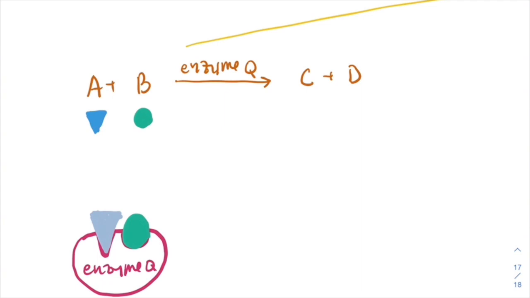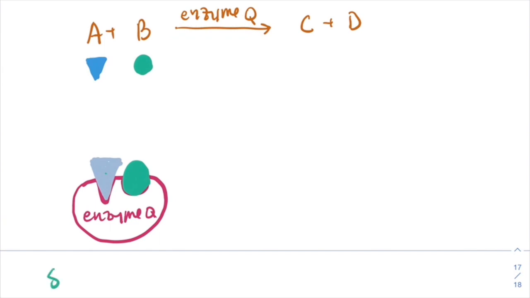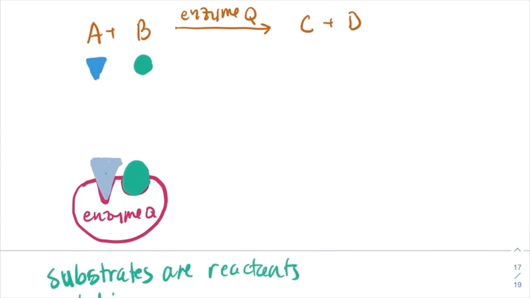Now we give substance A and B a new name. We call them substrates. Substrates. And substrates are just reactants, in this case substance A and substance B, that bind to the active site of an enzyme. So substrates are reactants that bind to an enzyme's active site. So here we go.